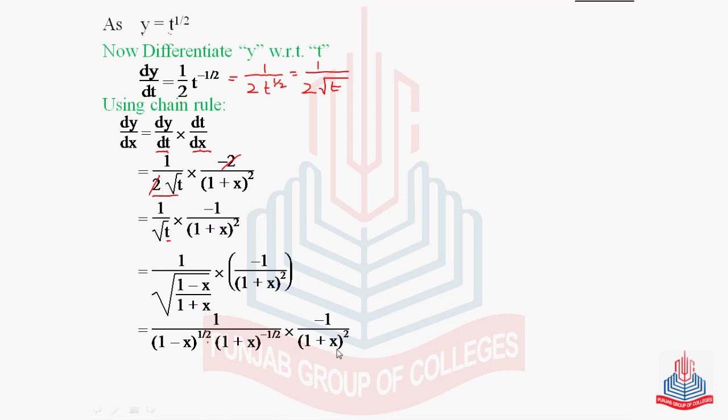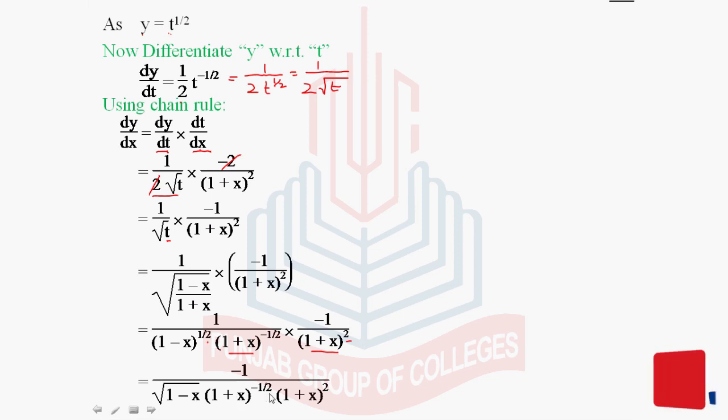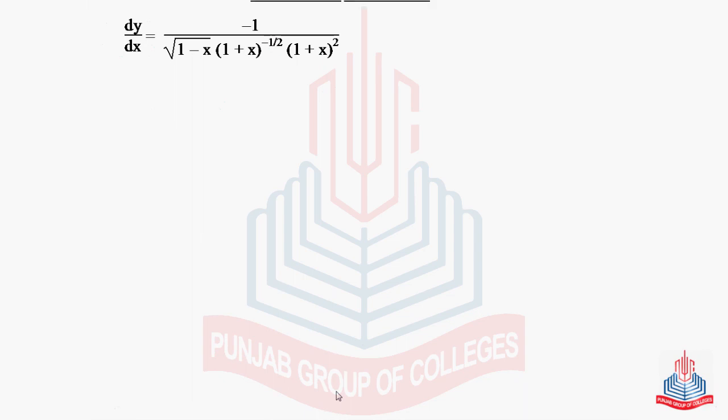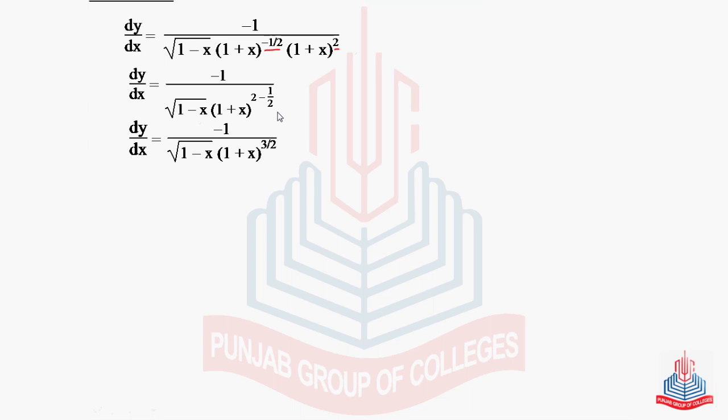As there is 1 plus x and 1 plus x with the same base, we can combine these two powers. Minus 1 over square root of 1 minus x into (1 plus x) to the power minus 1 by 2 and (1 plus x) raised to the power 2. Minus 1 over square root of 1 minus x, these two powers of 1 plus x are combined in the form of 2 minus 1 by 2. Now simplifying these powers, that will become 3 by 2, and 1 minus x was as it is. So this is our required derivative dy by dx by using the substitution method or by using the chain rule.